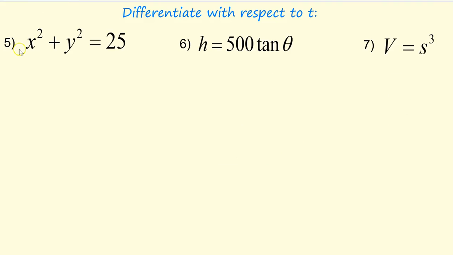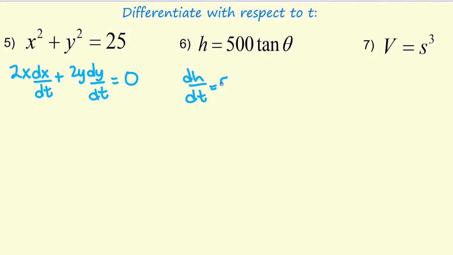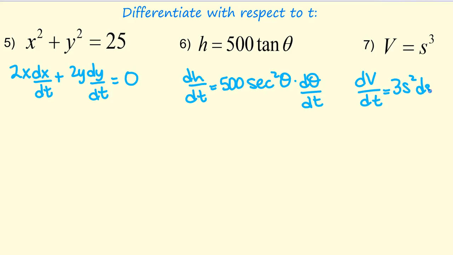Differentiate with respect to t. So the derivative of x squared, 2x dx/dt, plus the derivative of y squared, 2y dy/dt, equals the derivative of 25, 0. Number 6, the derivative of h, dh/dt, equals the constant times the derivative of tan theta, which would be secant squared theta times d theta/dt. And number 7, the derivative of the volume, dV/dt, equals the derivative of s cubed, which would be 3s squared ds/dt.